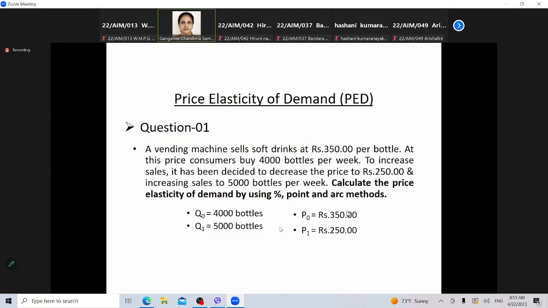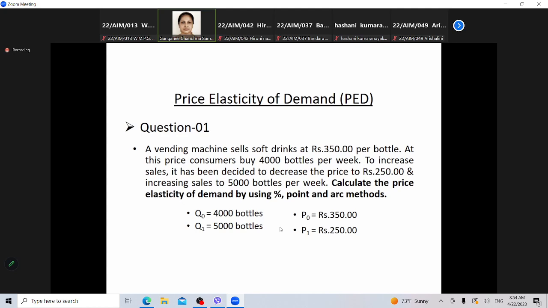See, what is the quantity change? $5,000 minus 4,000, it is correct. And divide by what is price change? 5,000 minus 4,000, again from 4,000 and multiplied by 100.